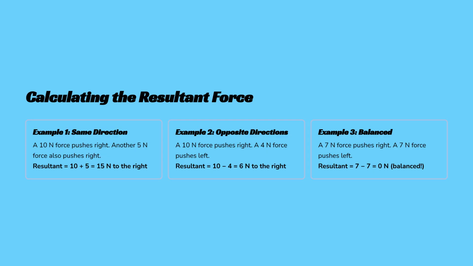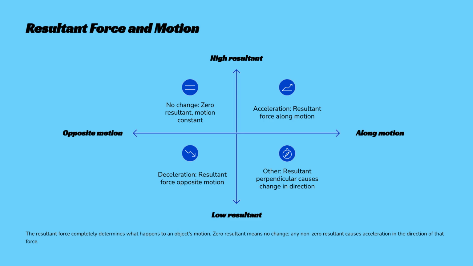Here are some examples of calculating resultant forces. Whether adding 2 forces pushing the same way, or subtracting forces acting in opposition, the result determines the final net pull or push. The resultant force dictates an object's future motion. A 0 resultant means no change, while any non-zero value will cause the object to accelerate in that direction.